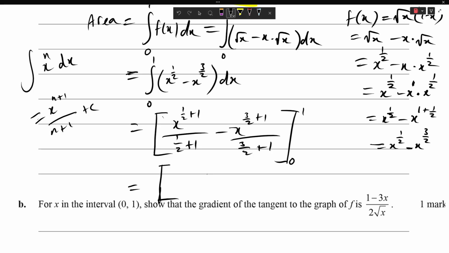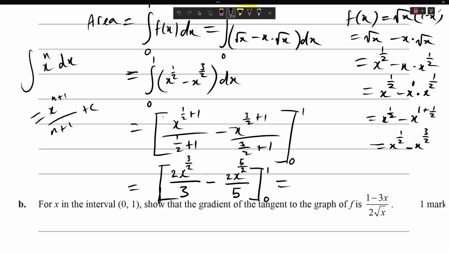So x to the half plus 1, that's going to be x to the 3 over 2. And if this gets divided by 3 over 2, you're just going to flip them around and multiply, so you get 2 over 3 minus x to the 3 over 2 plus 1. Now that's just x to the 5 over 2. And if I divide that by 5 over 2, that's going to flip around and multiply, so you're going to get 2 over 5. And the terminals stay the same. Sorry, I've written the wrong terminals. They should be from 0 to 1.